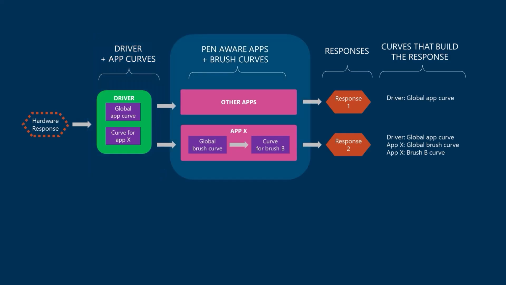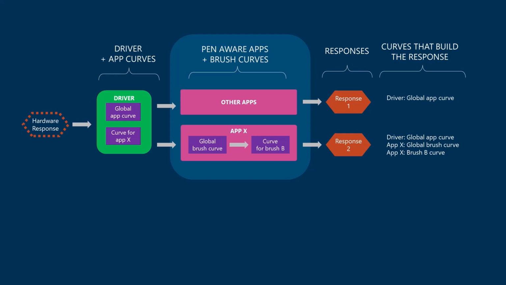Then logical pressure data goes to the pen-aware applications. Applications can implement pressure curves in different ways. I'll get into that very soon, but here we see two kinds of pen-aware applications. The box on top, which is listed as Other Apps, these don't have any pressure curve implementation, so they just accept the logical pen pressure data that comes from the driver, and they use that. And this means that if you want to control their pressure behavior, you have to do it in the driver.